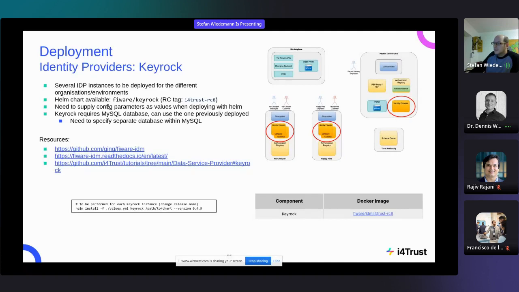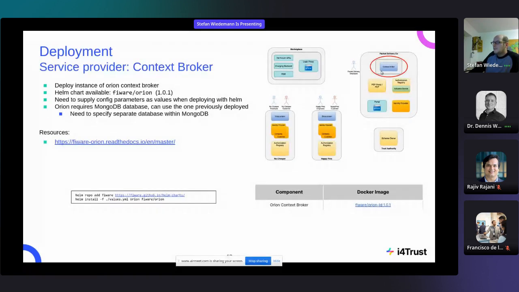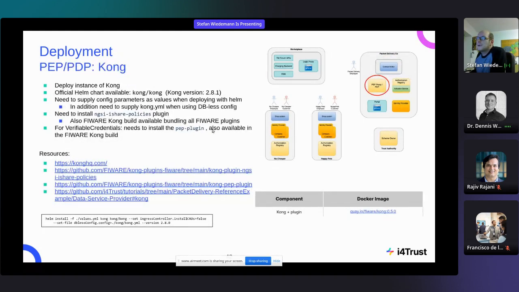Then we have the context broker. We usually use Orion-LD in our setups, but in the end, it's not a requirement. You can also use Scorpio, Stellio, or whatever you want. We link the deployments for Orion in our tutorials. Then we have the deployment of Kong. Kong is our PEP proxy that we use in both scenarios with different configurations of our plugins.